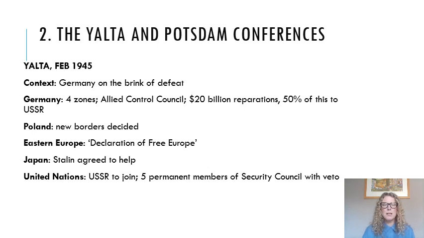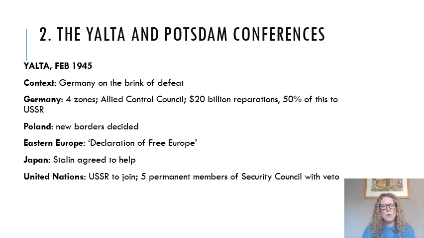So it was decided at Yalta to divide Germany into 4 zones, and each of the big 4 would take one of those zones and would be responsible for running that zone. It was decided to set up an Allied Control Council, so that was to oversee the running of these zones.